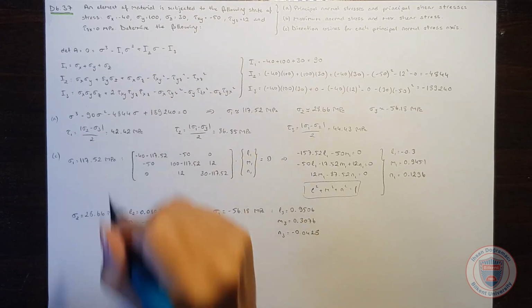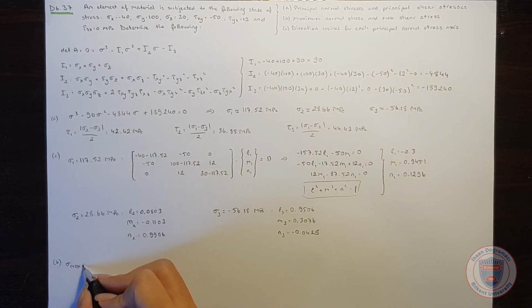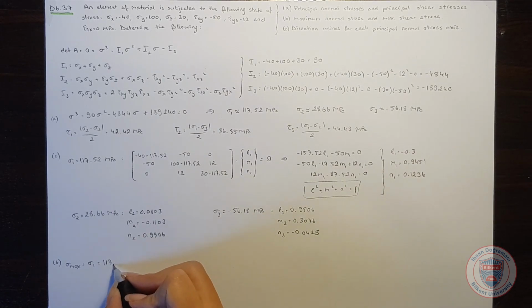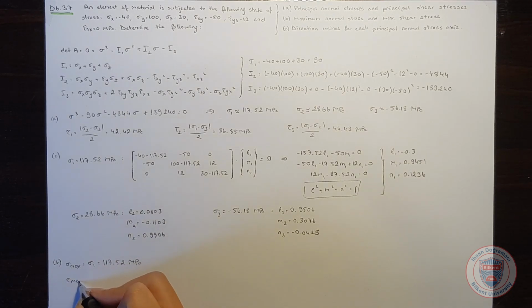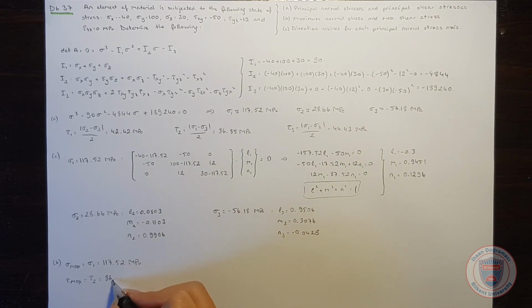This is a part of part A. So let's write part B also. We can say that the maximum normal stress will be equal to sigma 1 because it is the largest one, and its value is 117.52 MPa, and the tau max will be equal to tau 2, and its value is 86.85 MPa.